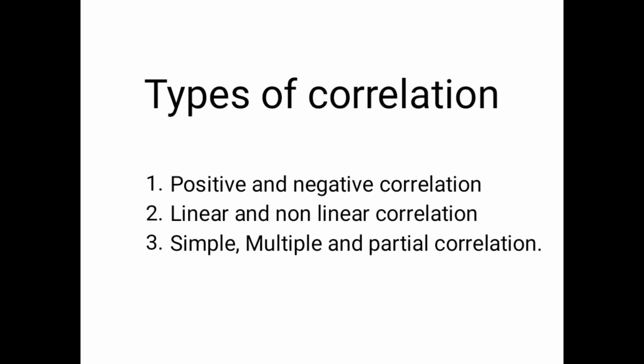Next, we move on to different types of correlation. Correlation can be classified into 7: positive and negative correlation, linear and non-linear correlation, simple, multiple and partial correlation. So we can classify the correlation into 7 types. They are positive and negative correlation, linear and non-linear correlation, simple, multiple and partial correlation.